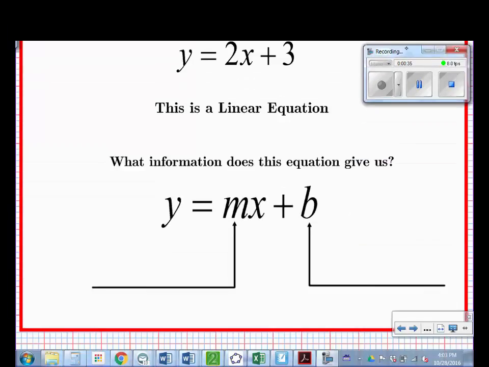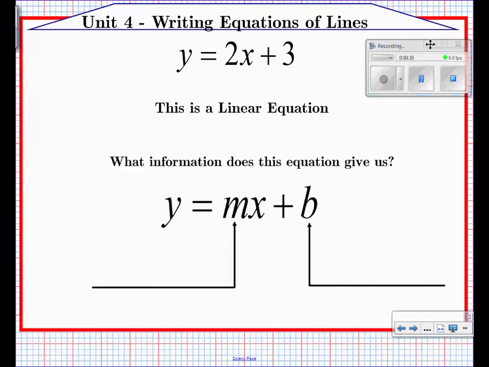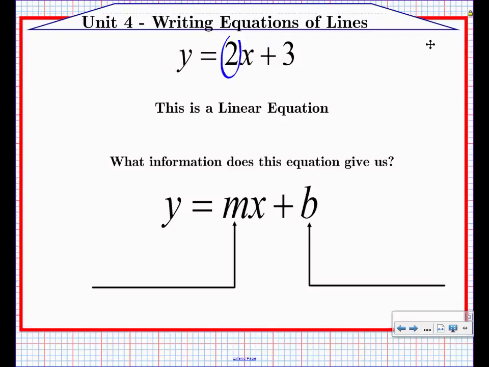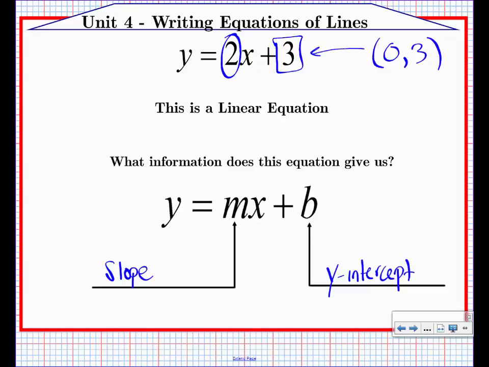So we're going to start today with slope-intercept form. A reminder of what slope-intercept form is. It's a type of linear equation where you know the slope, which is the coefficient of the variable, or the number in front of the variable, and you know the y-intercept. Now the y-intercept is going to be a point (0, b). So in the case of this one up here, (0, 3) would be the y-intercept.